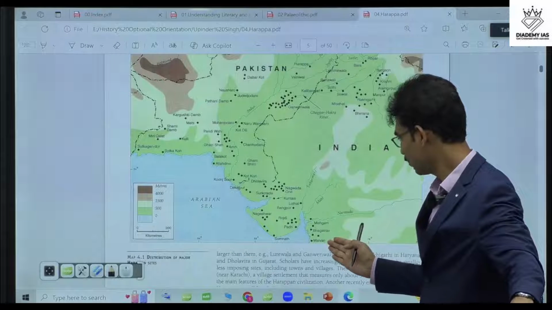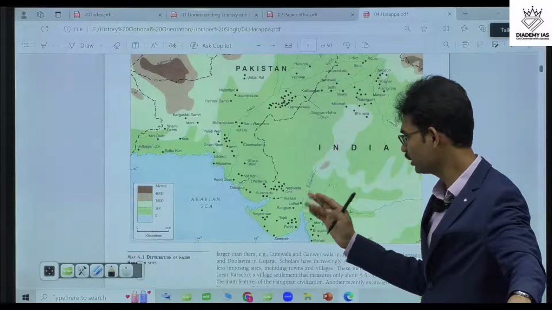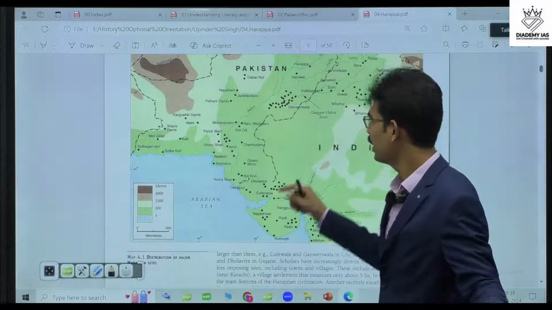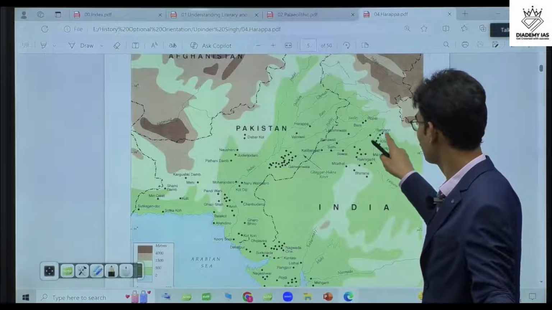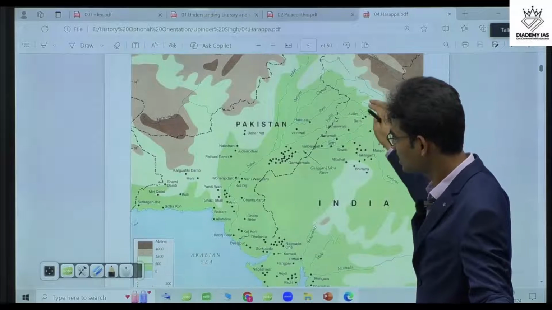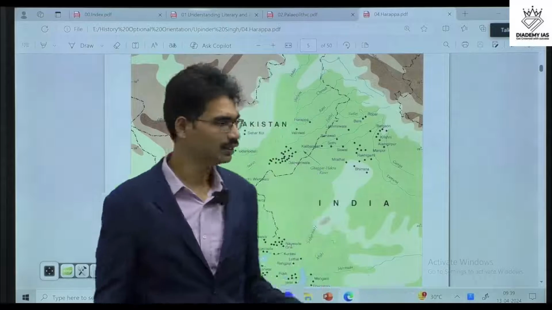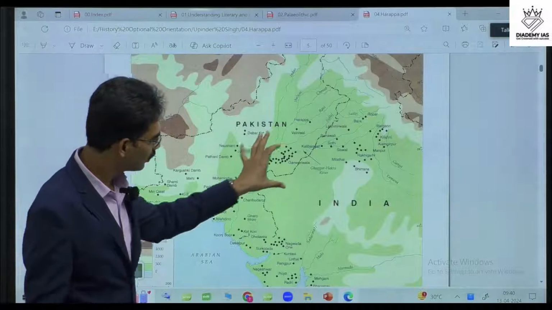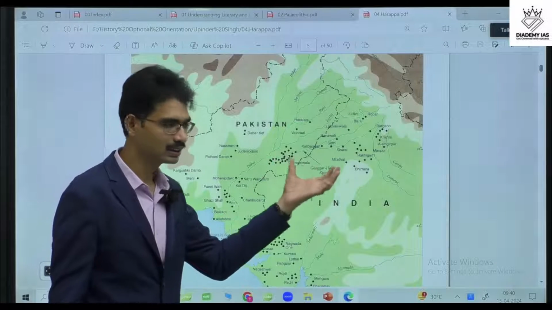You can see here Malwan, Bagatrao, Mehran, Padri, Rojdi, then Lodal, Surkotada, Kodiji, many places, Rakigadi, Bhirana, Mitatal, then Alamgirpur, various places. So these are the major Harappan sites. The book explains very clearly in which places the mature Harappan sites are there. Now this explains how in the first place this kind of cities emerged.